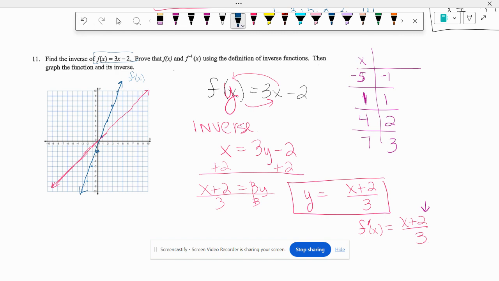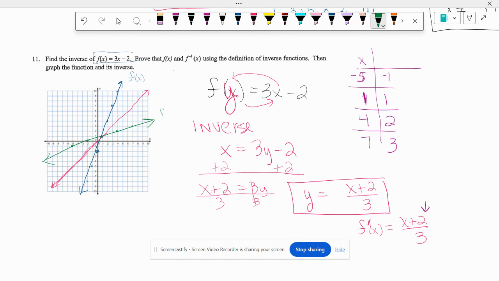So let's plot those points, and I'm going to do that in bright green. When x is negative 5, y is negative 1. When x is 1, y is 1. When x is 4, y is 2. When x is 7, y is 3. So this has a slope of 1/3. So that's what this looks like.